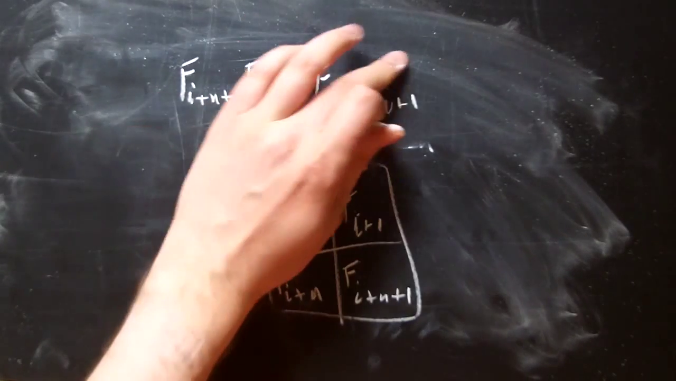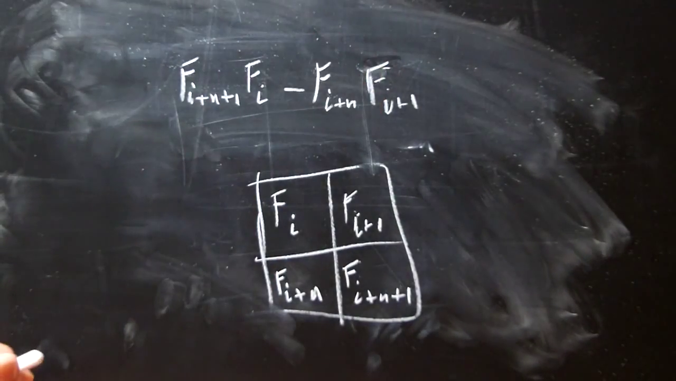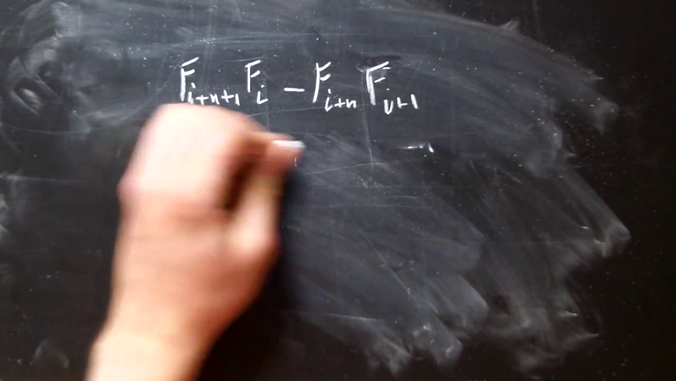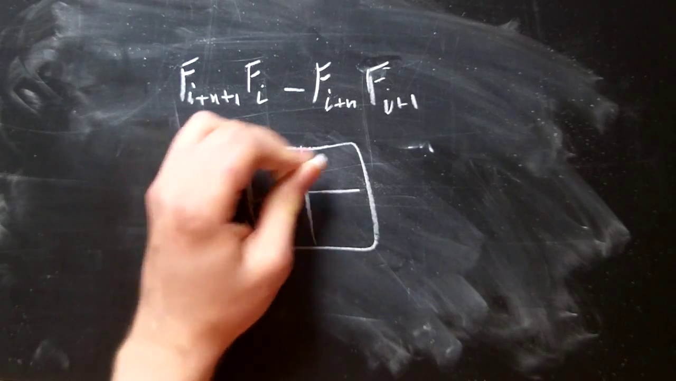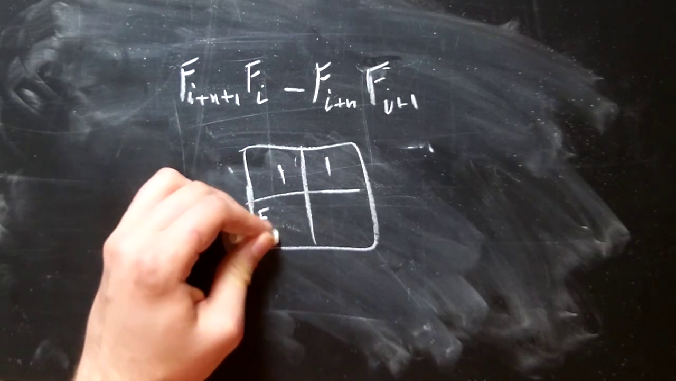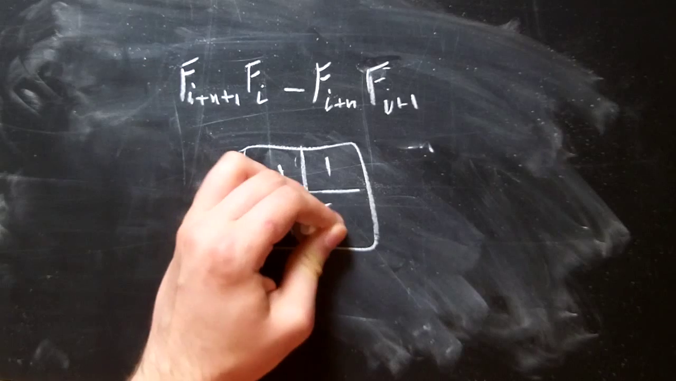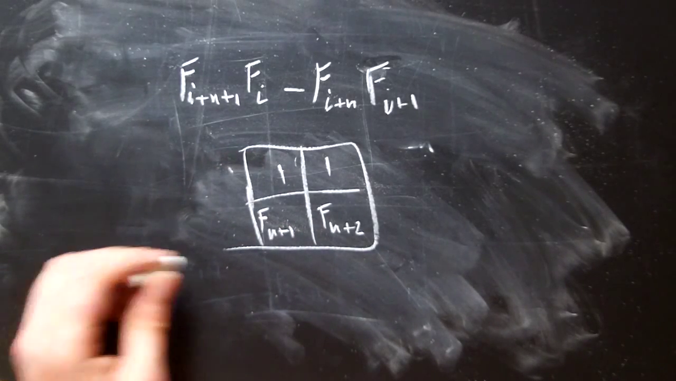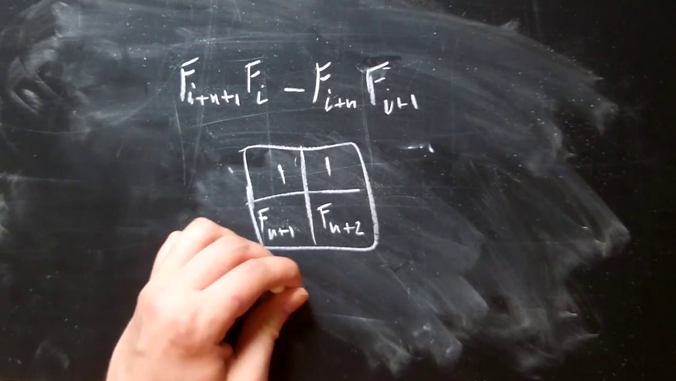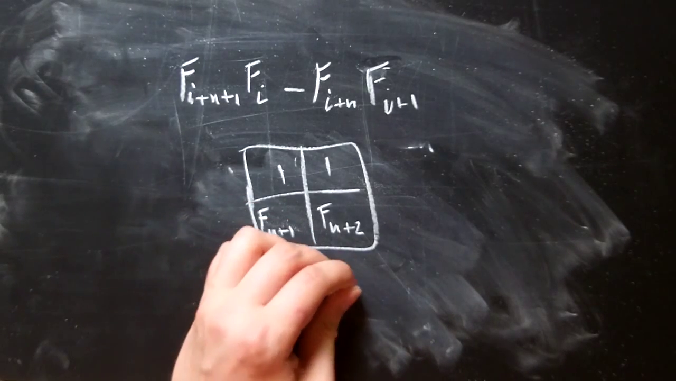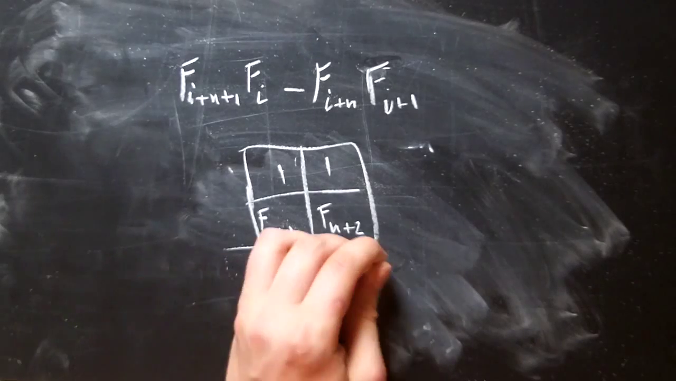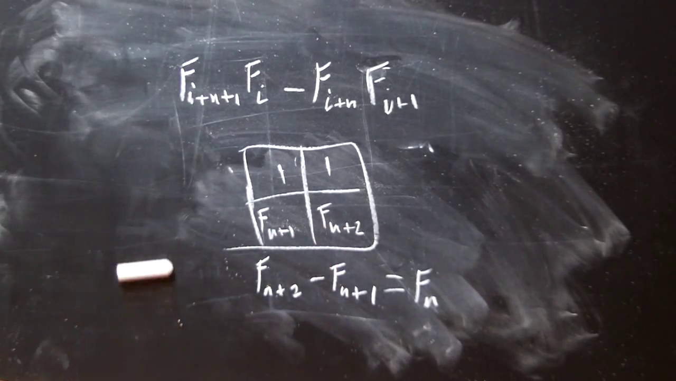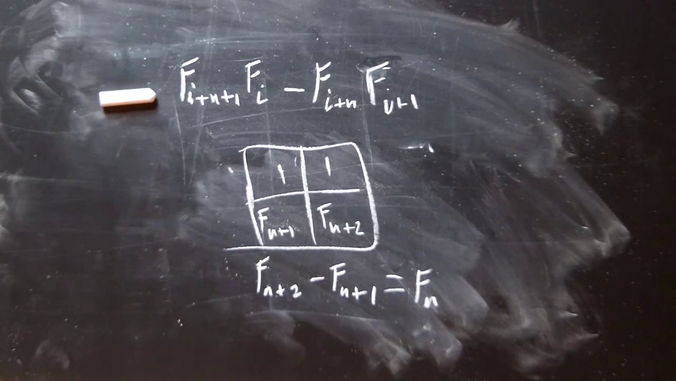What was my hypothesis here? I haven't said it yet, have I? If you look at the very first one, like that, you've got 1, 1, Fn plus 1, Fn plus 2. Then the determinant of that is Fn plus 2 minus Fn plus 1, which is always Fn, because of the recurrence relation for Fibonacci, which I'll write down on the post-it note.